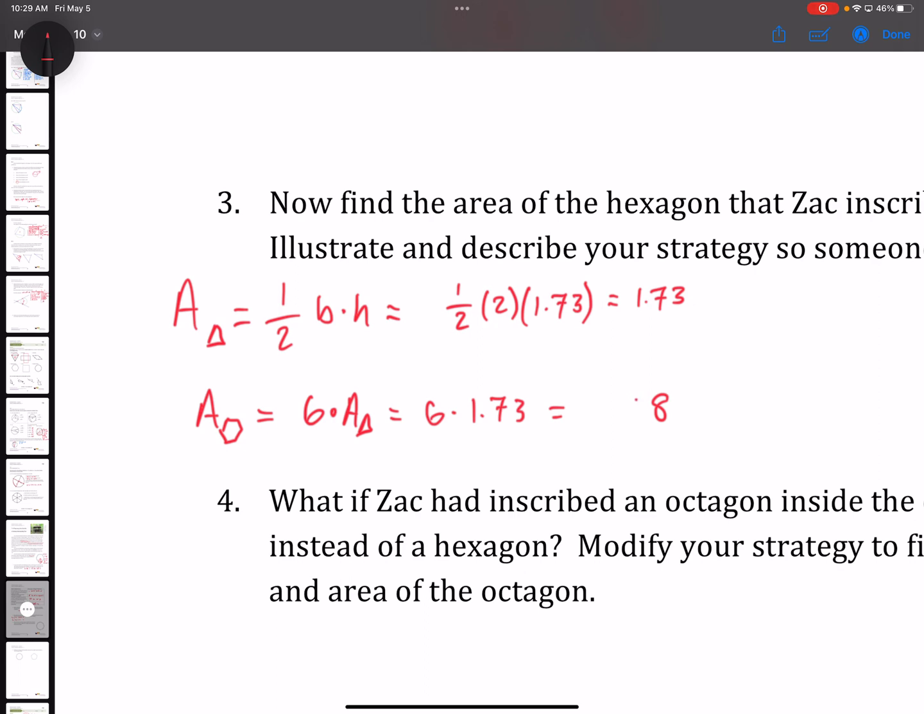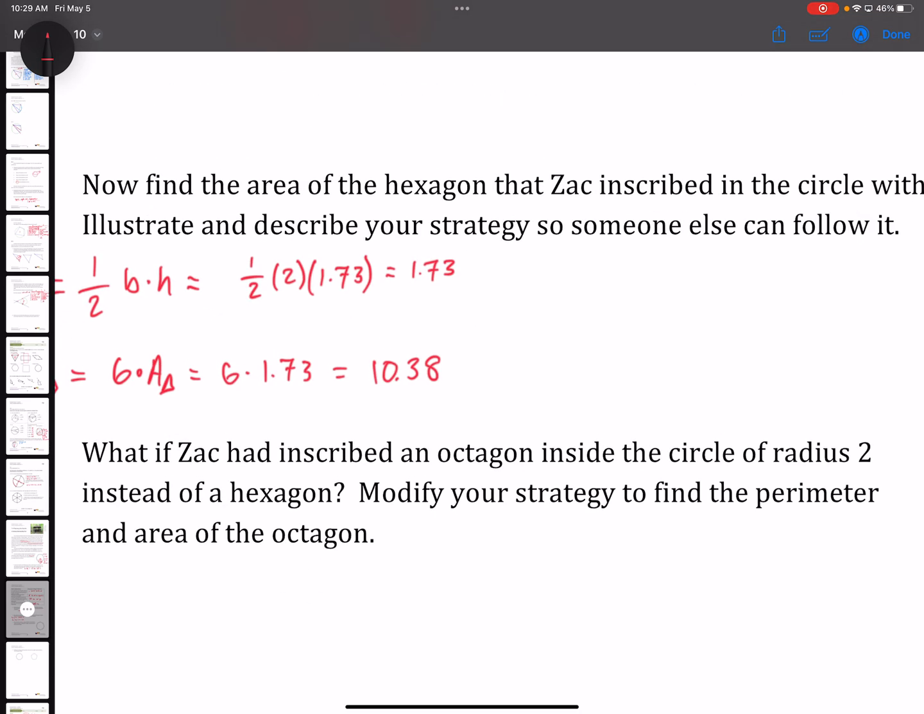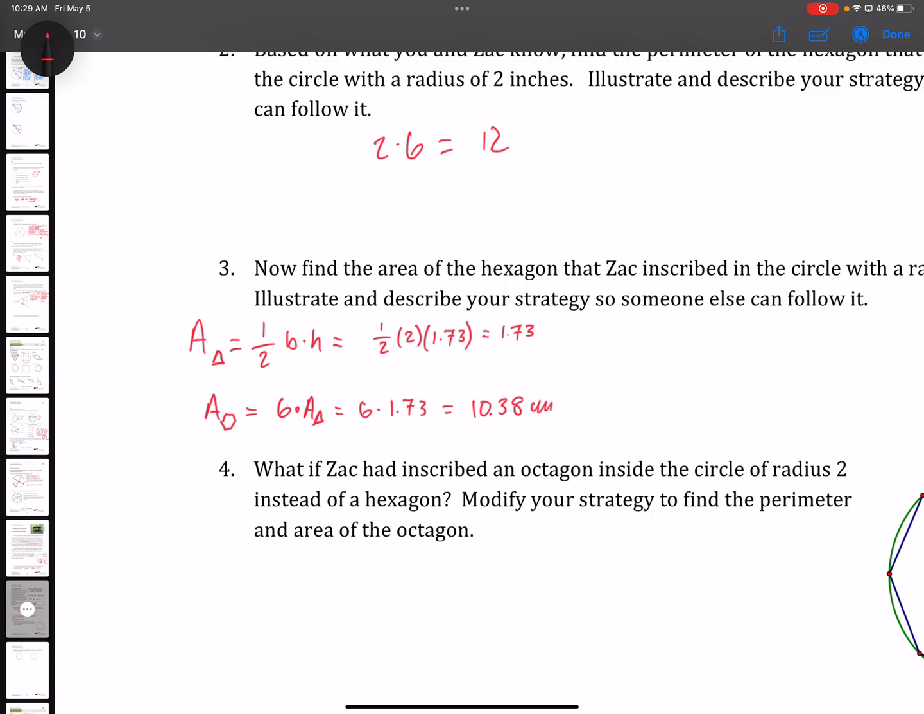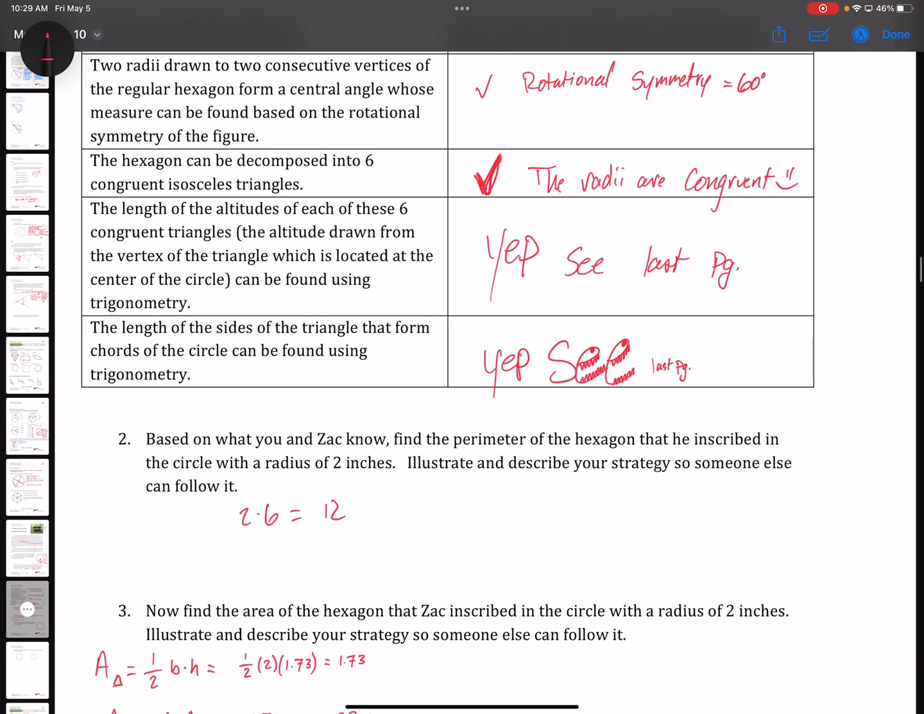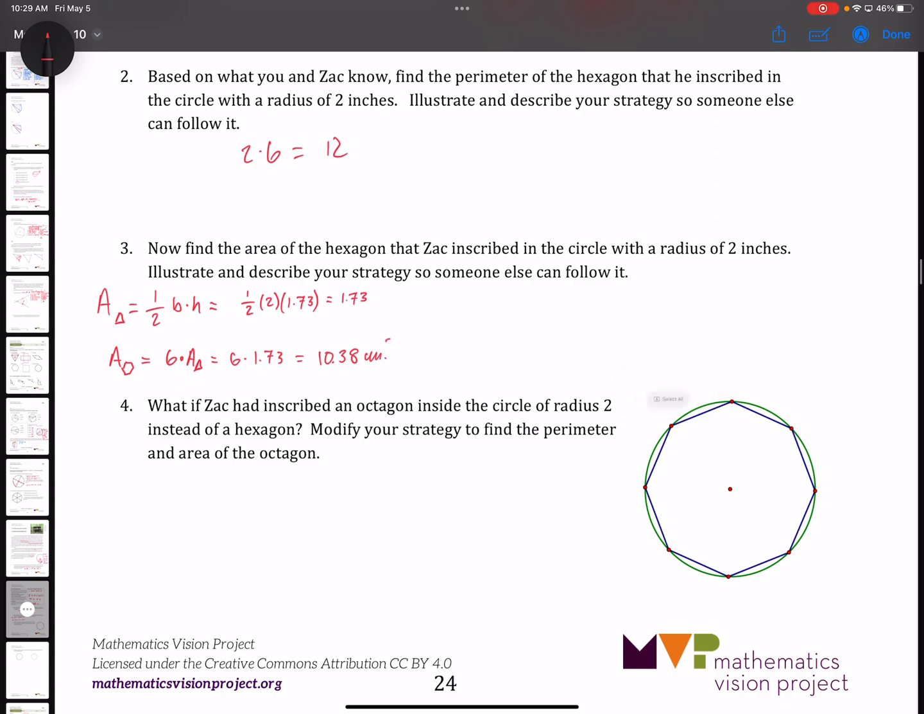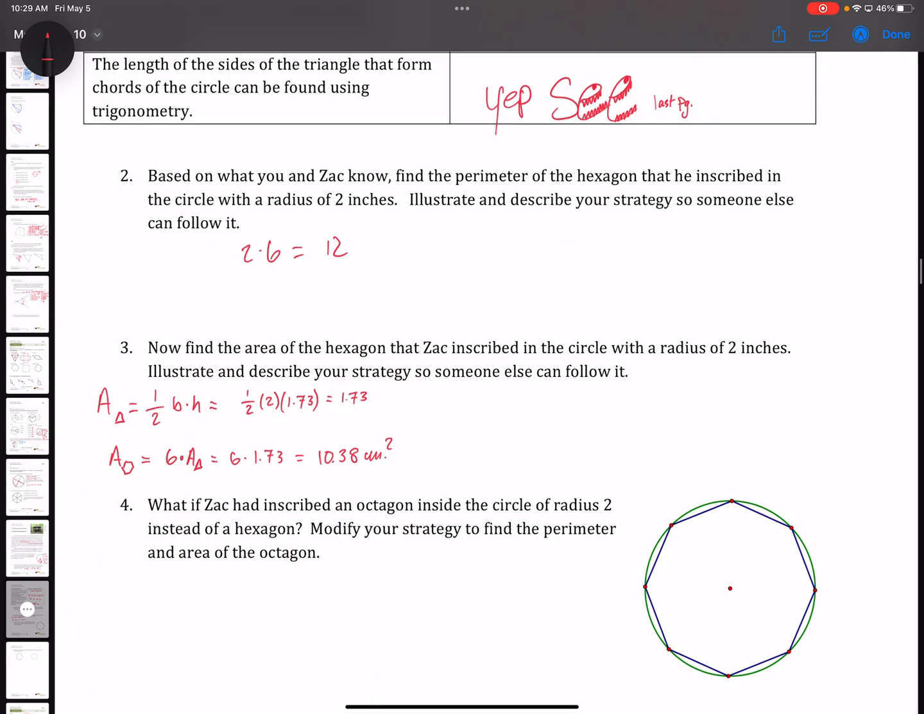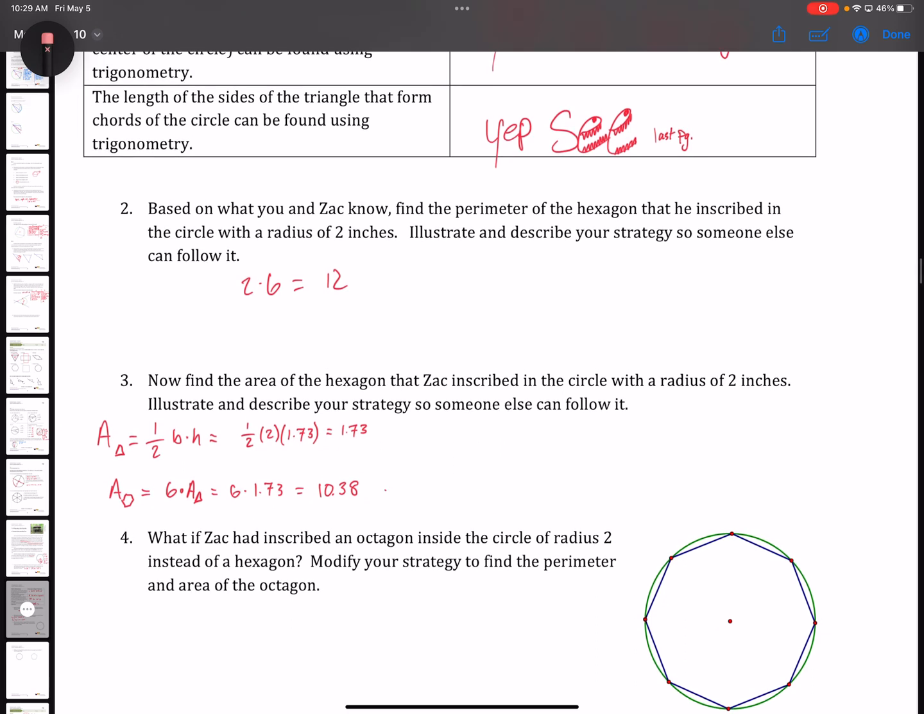It would be 10. Okay, there we go. So that is the area of the hexagon. We also don't know what unit we're in, do we? So units squared. Oh, it says 2 inches.